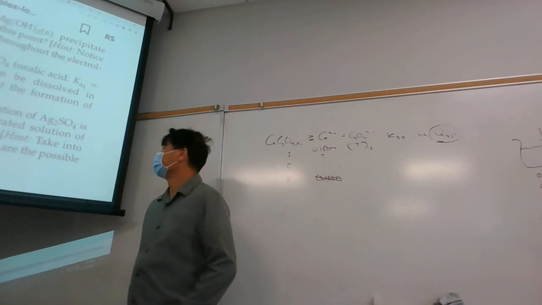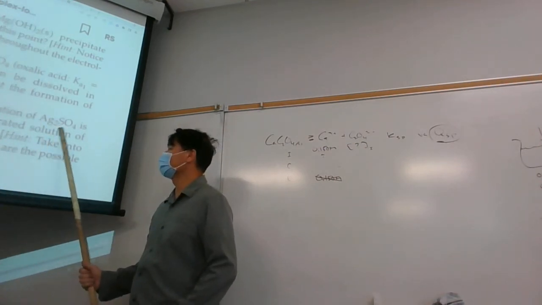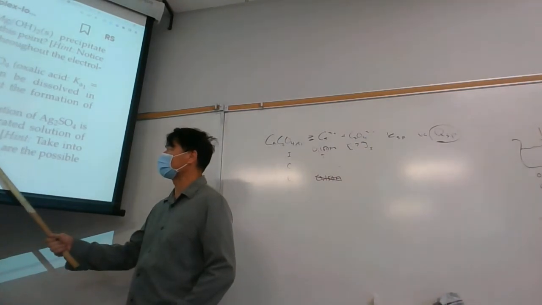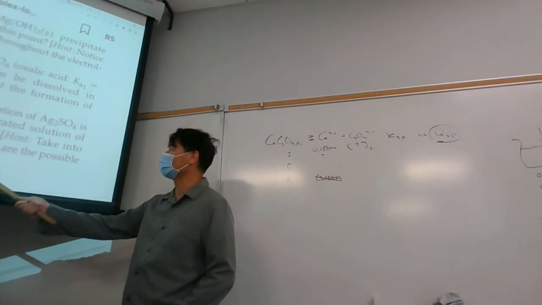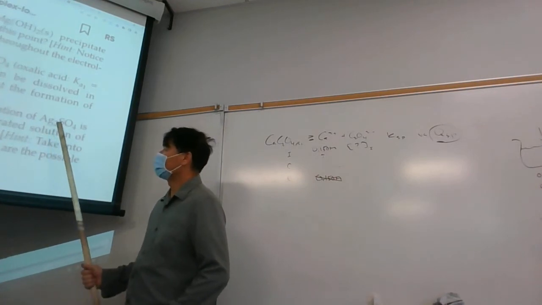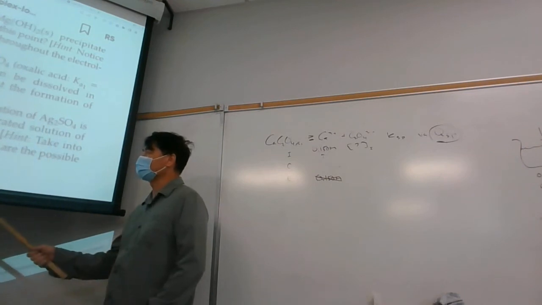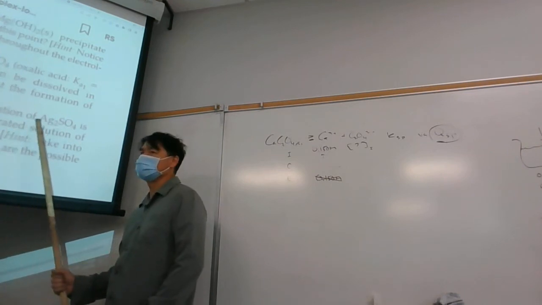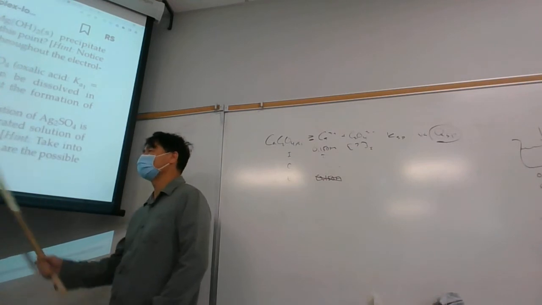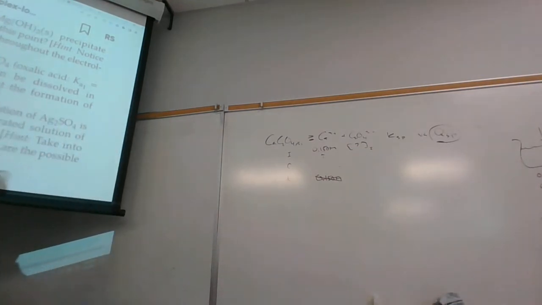So for silver chromate, we figure out silver sulfate won't precipitate because it's already saturated. And now we're adding more water. It's not going to precipitate. So for silver chromate, we have to figure out the initial concentration of silver and the initial concentration of chromate, and then see if it exceeds KSP. So this is a QSP versus KSP problem, but this is a lot easier than 33.